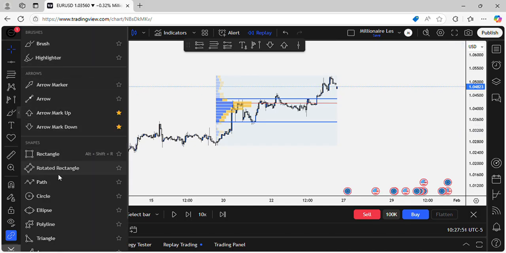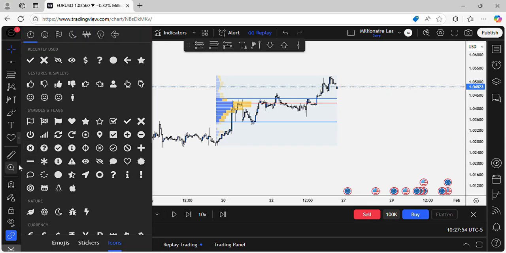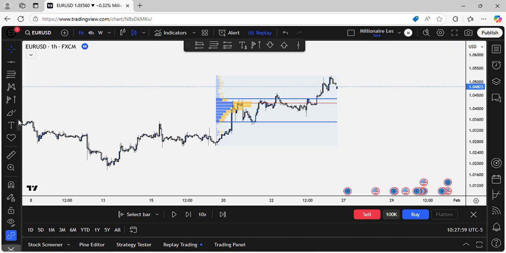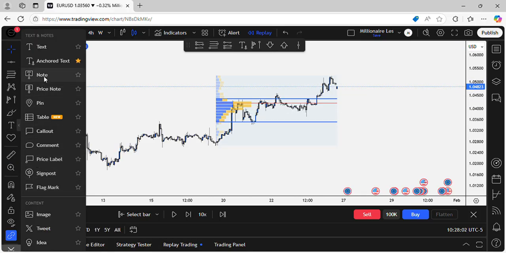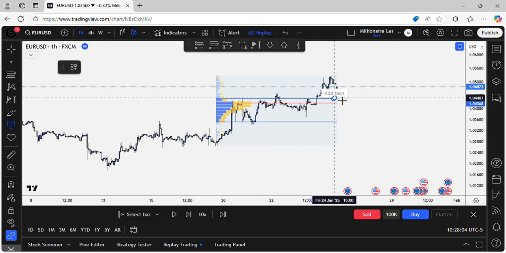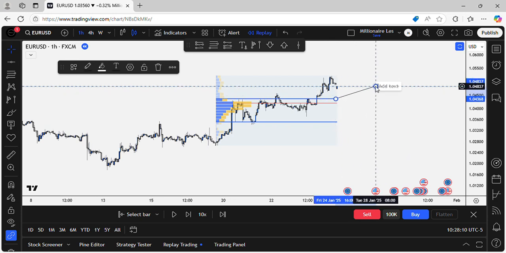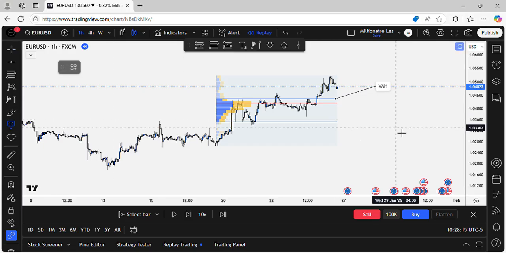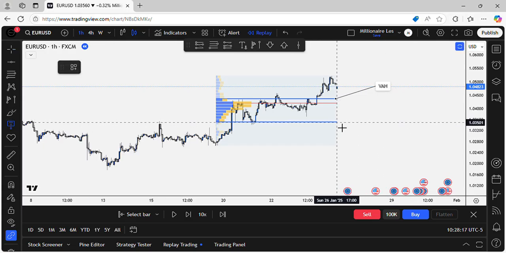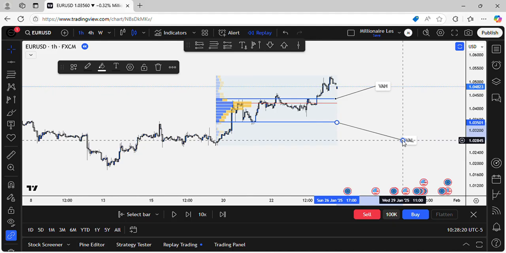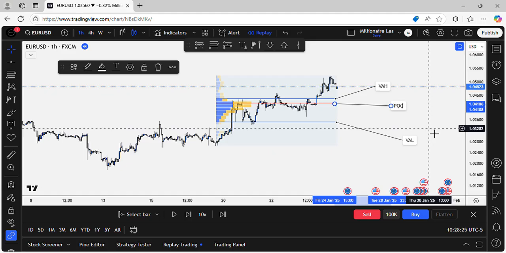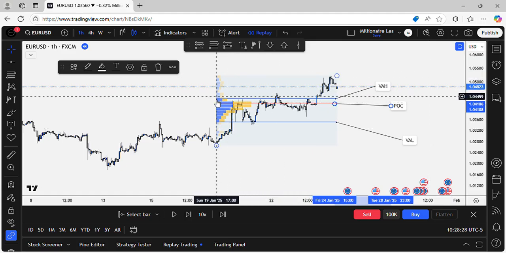Now, this right here, let me try to find it. I'm trying to use the callout button. All right, this right here is the value area high. And this right here is the value area low. And then I'll go ahead and mark out the point of control. This right here is the point of control. Again, 70% of volume is within this area.